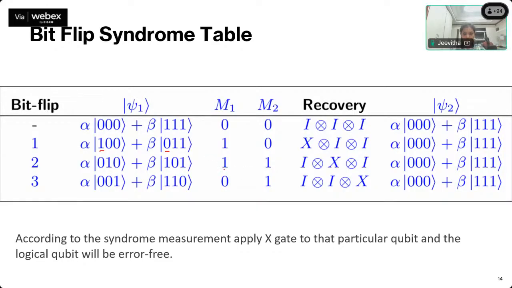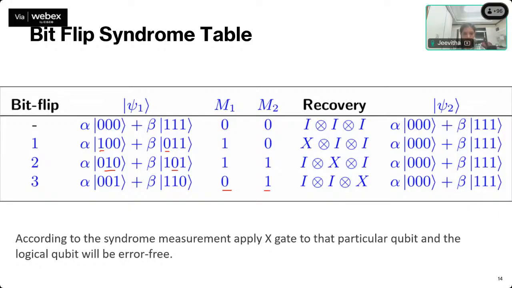And if the syndrome measurement says 1 and 1, it means that an error has occurred in the second qubit. So you apply an X gate to the second, and then you get an error-free qubit. Similarly with the third qubit, if the syndrome measures 0 and 1, it means that the error has occurred in the third qubit, and you apply an X gate, and along with that you get the error-free logical qubit.